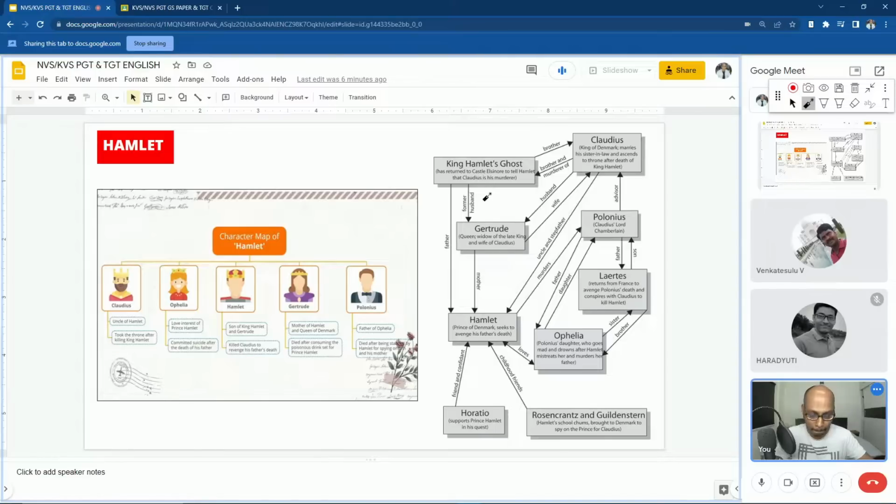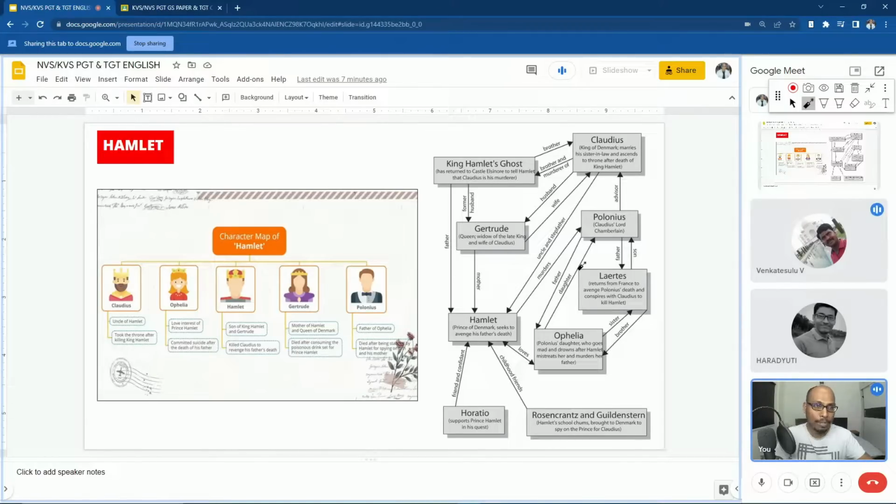What is the name of the castle? Elsinore. Right. So they'll ask you a question: what is the name of the castle in which the father Hamlet's ghost enters? It is Castle Elsinore, to tell Hamlet that Claudius is his murderer. So who told Hamlet that his father was killed by Claudius? Venkateshwar sir, Goji. Who informed Hamlet that his father was killed by Claudius? Sir, I think some servants. No, it is King Hamlet's Ghost only.